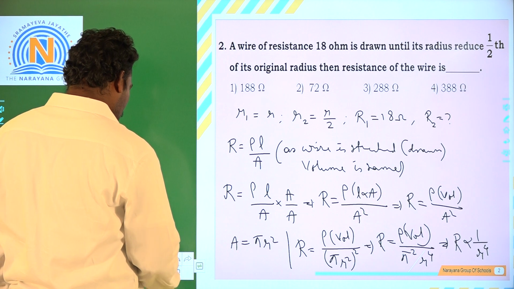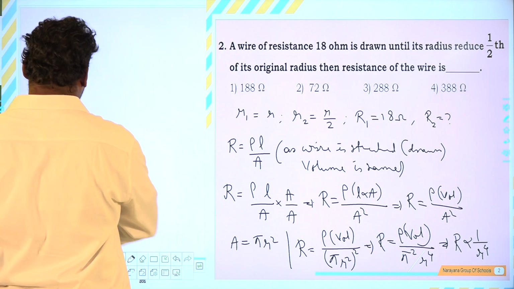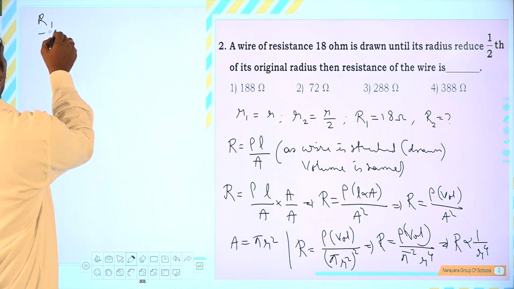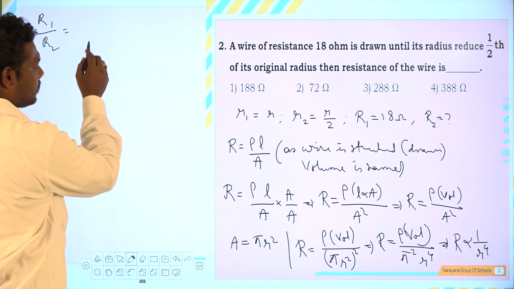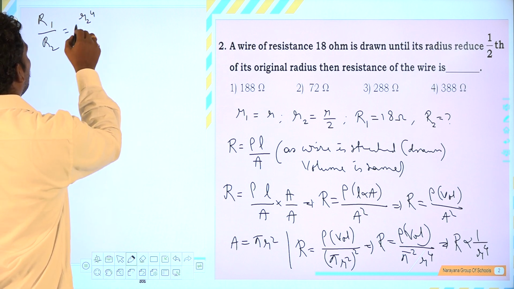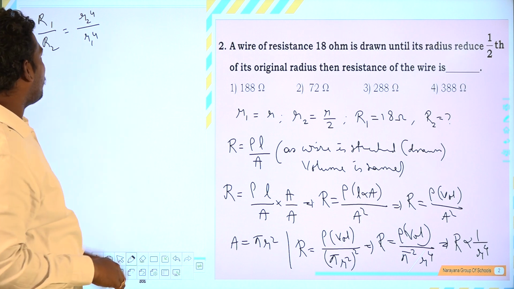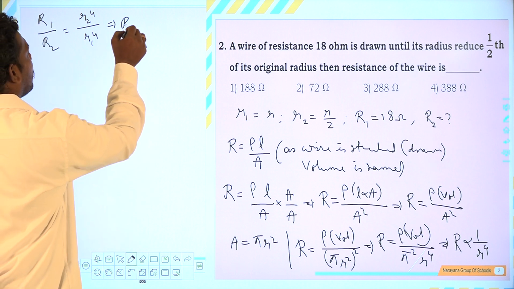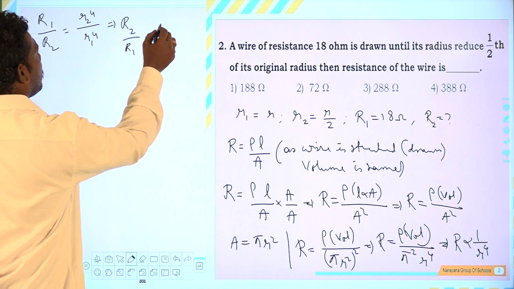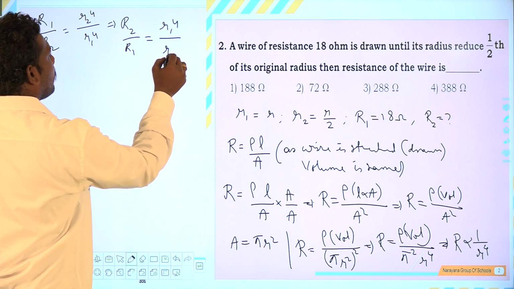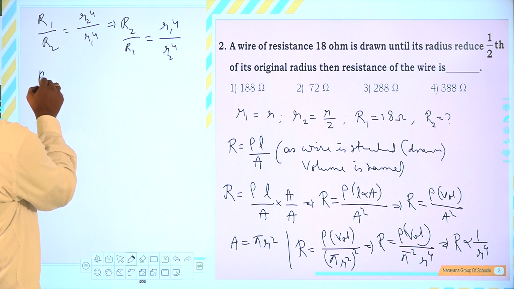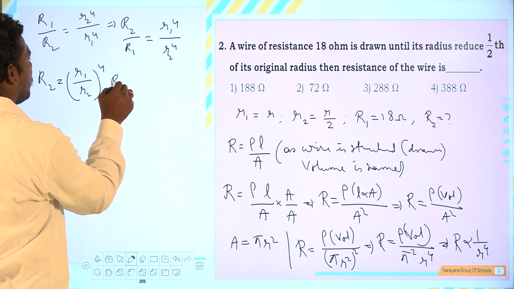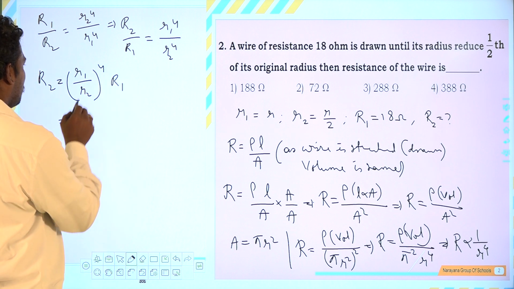So let us solve it out. R1 by R2 equals r2 to the power of 4 by r1 to the power of 4, because it is inversely proportional. But we need R2. So R2 by R1 is small r1 to the power of 4 by small r2 to the power of 4. So finally R2 equals r1 by r2 whole power 4 into R1. So r1 and r2 we know.